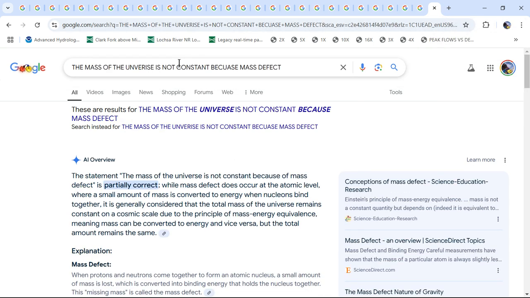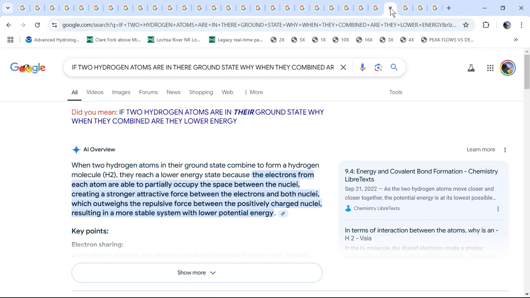So then the mass of the universe is not constant because of this idea of mass defect. And it says this statement is partially correct, but while mass defect does occur at an atomic level, where a small amount of mass is converted to energy when the nucleons bind together, it is generally considered that the total mass of the universe remains constant on a cosmic scale due to the principle of mass-energy equivalence. So, yes, you can't create nor destroy mass, but I was just kind of interested in the fact that, what does this say? That when they do combine, their masses are more or less. I think we need to go back to that.